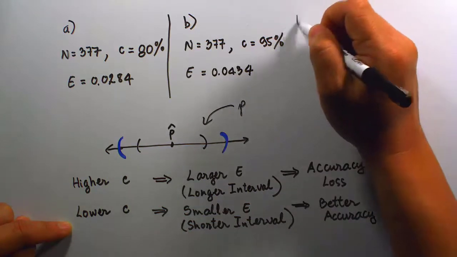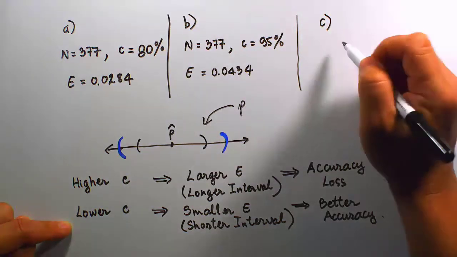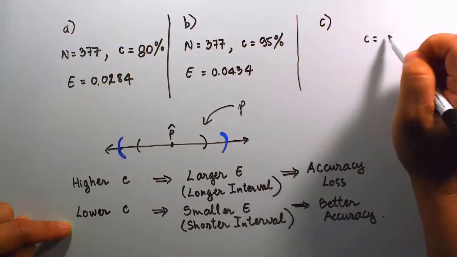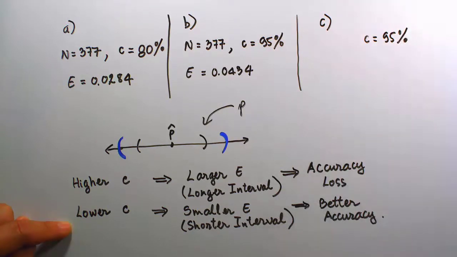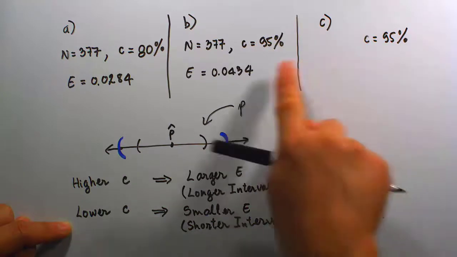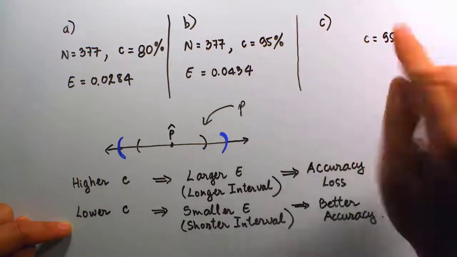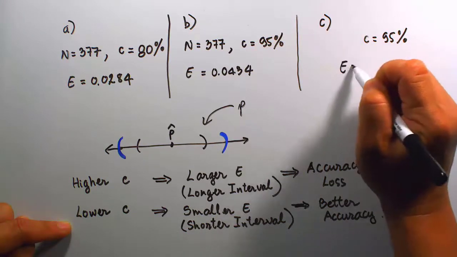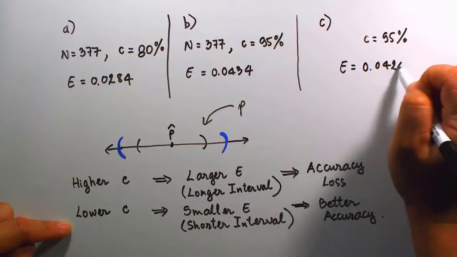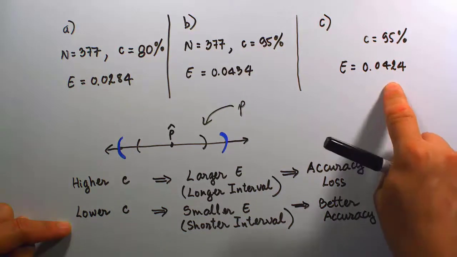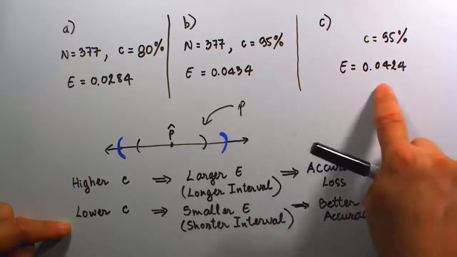And then at the end of question C right here, notice I stay with the same pretty high confidence level. We stay with the same confidence level from part B in question C right here. And our final margin of error was 0.0424.